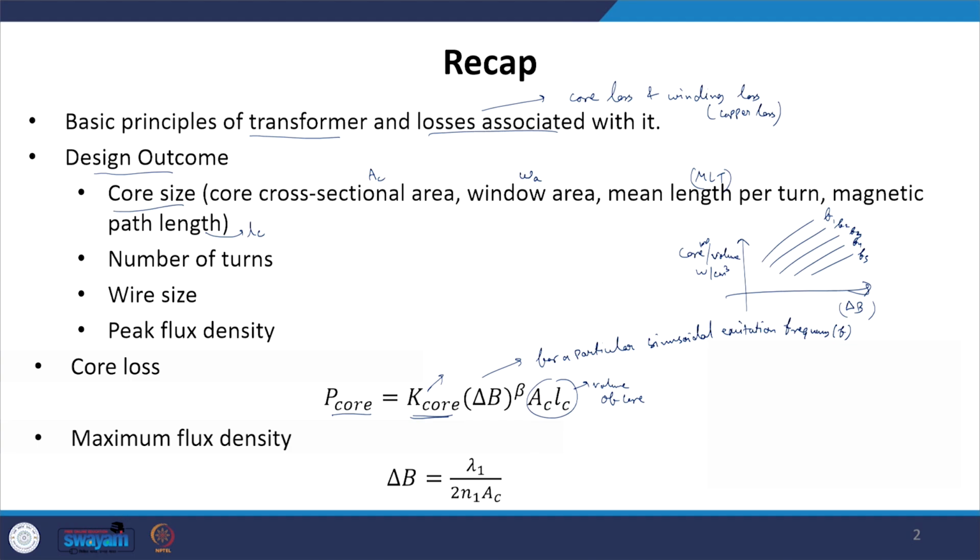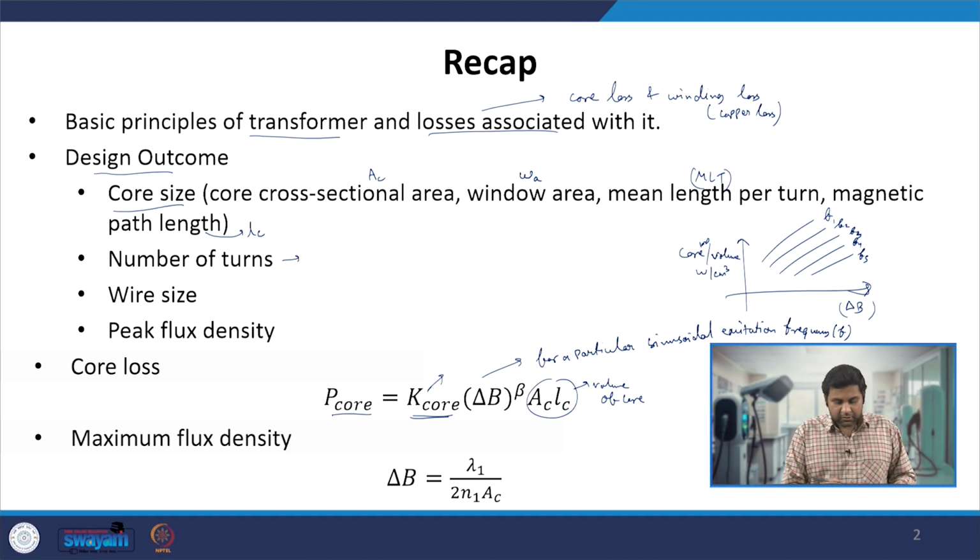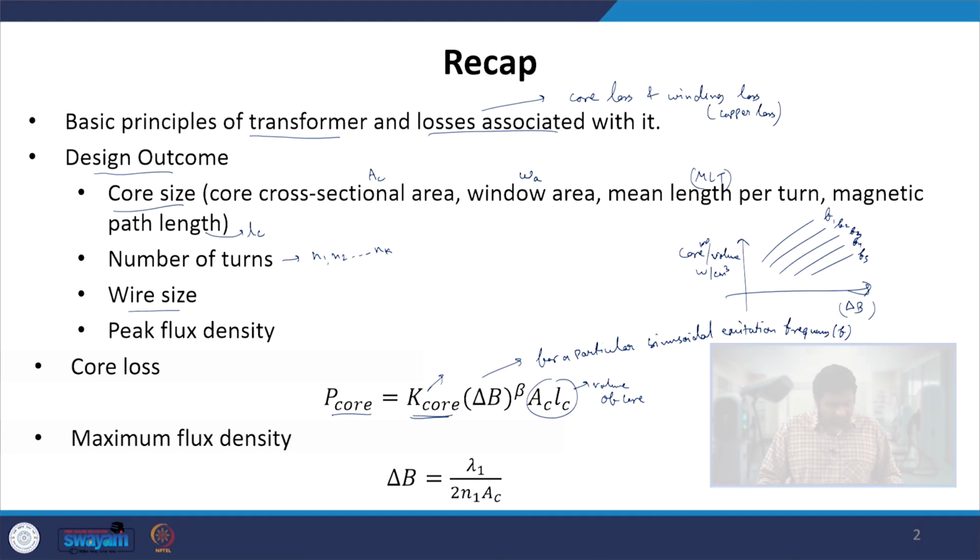Then we have the number of turns. For different windings it will be different, so we define N1, N2 and so on. If there are k windings, it will go up to Nk. And finally one should be able to understand the size of the wire, that is, the cross sectional area of the wire being used. Obviously mostly it will be copper wire having enamel coating to provide the required isolation.